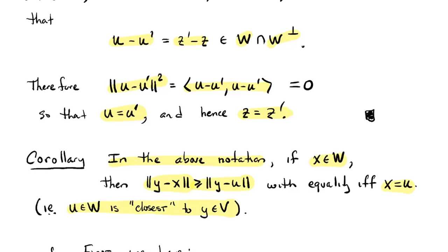The distance between u and y is less than or equal to the distance between x and y for any other x in W. So it gives you a way of locating a vector in this subspace that's nearest, smallest distance to your vector y.